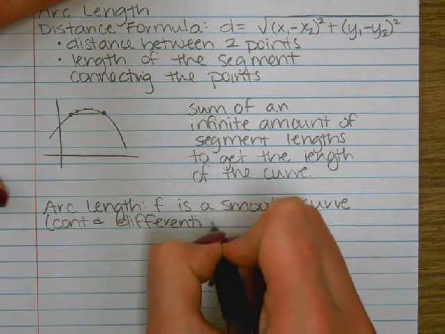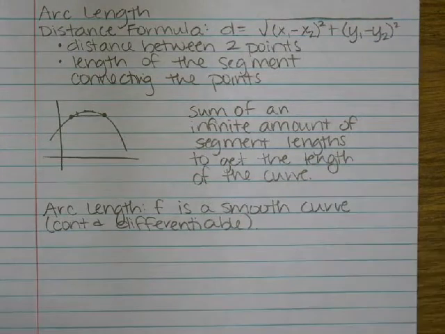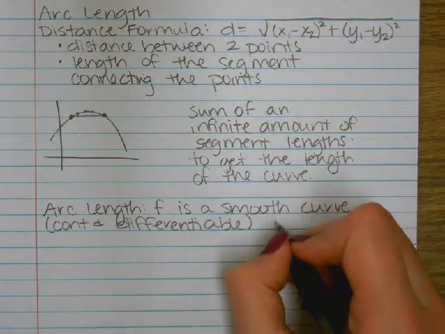So if you guys remember, continuous graphs are ones where there's not a hole in the graph, there's not a jump in the graph, there's not a vertical asymptote. Differentiable means that there's no sharp corners. So it's a smooth curve that's continuous and differentiable, and this smooth curve that's differentiable is on the interval AB.